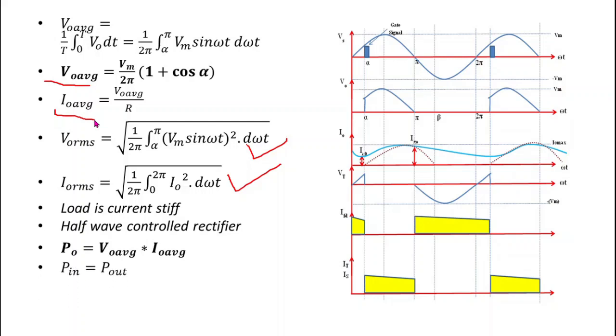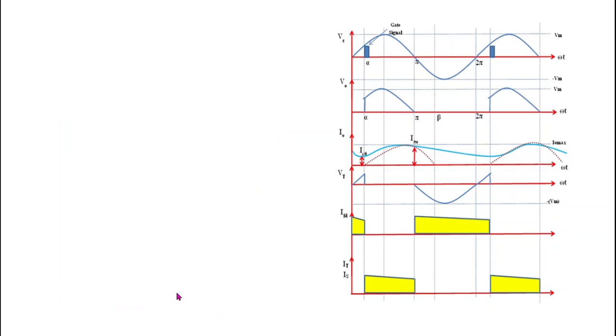Next is power factor. We know that power factor is simply found by putting input power equal to output power. We know that input power is equal to Vs RMS into Is RMS cos phi, where cos phi is the input power factor, and P out is given by V0 average into I0 average. So from this equation we can calculate the input power factor.